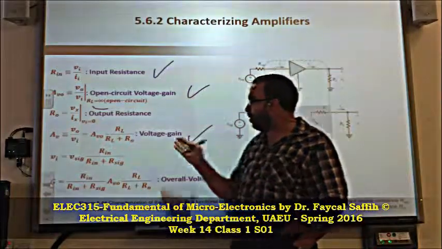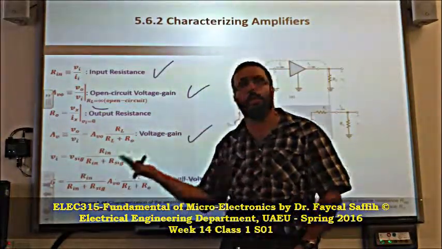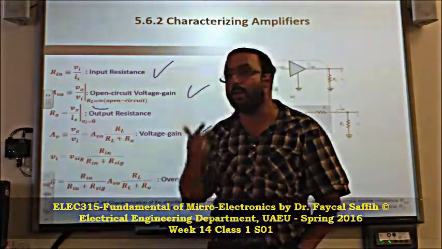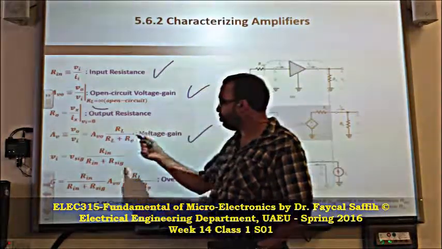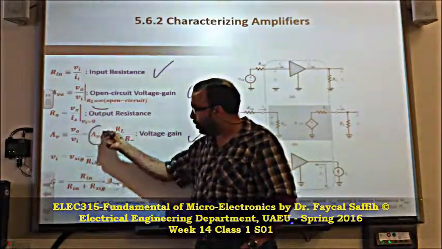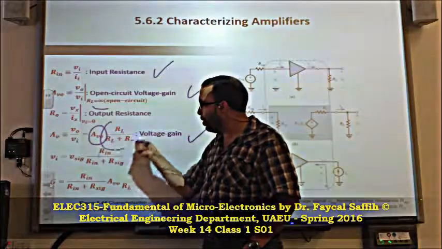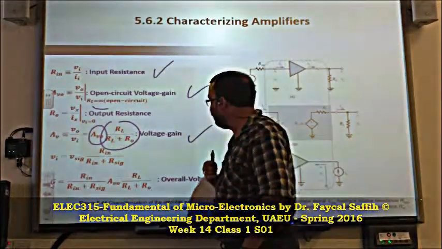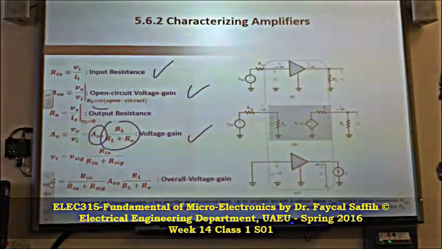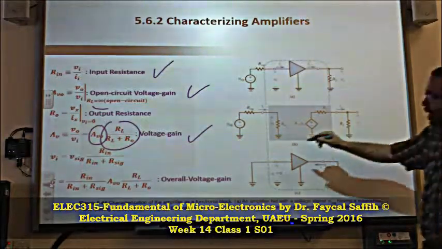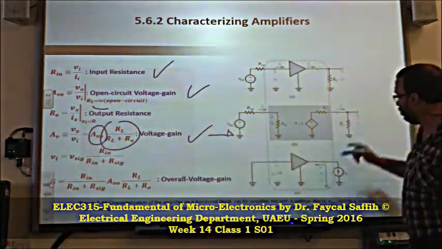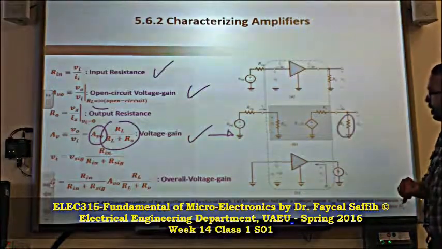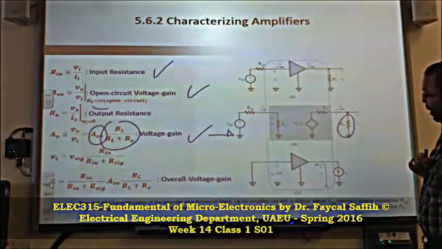The third one is the voltage gain. Here it's not open circuit, that means we have a load. So it is equal to this gain multiplied by this ratio. We'll talk about that one next, or shall we do it now? Okay, do it now. So in this case we have a load resistance and things like that.